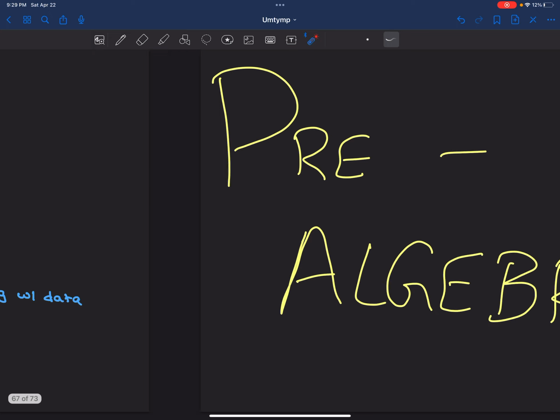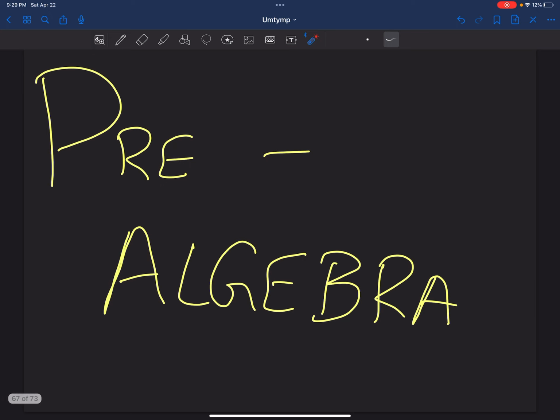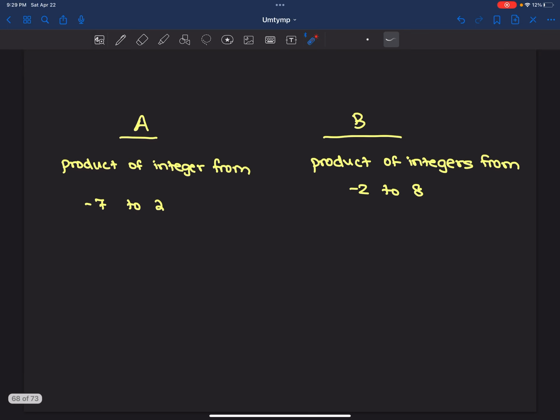Maybe, maybe not. Next, moving on to pre-algebra. This is like the big boy topic. This is the topic of all the topics. So, here's another example problem.